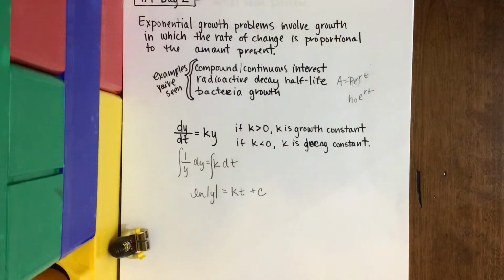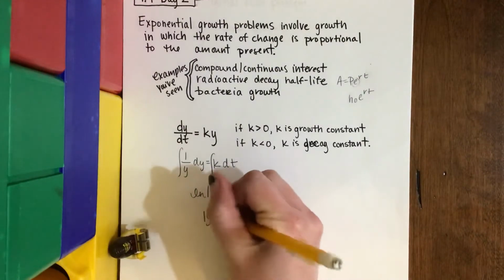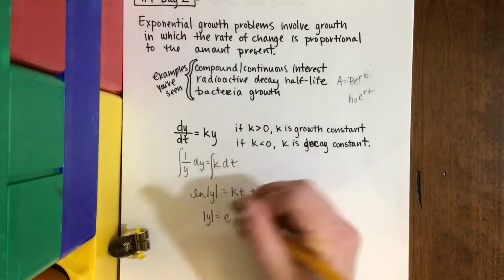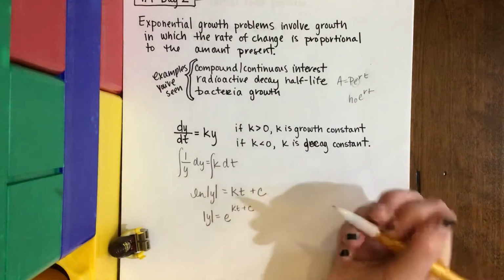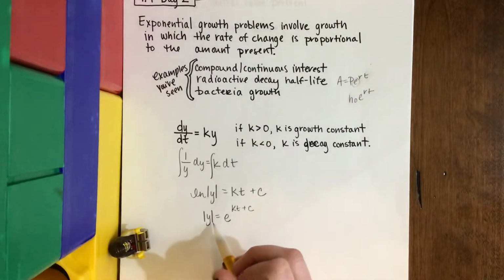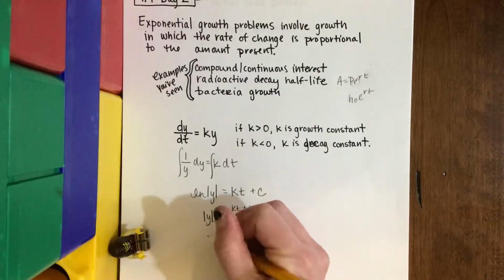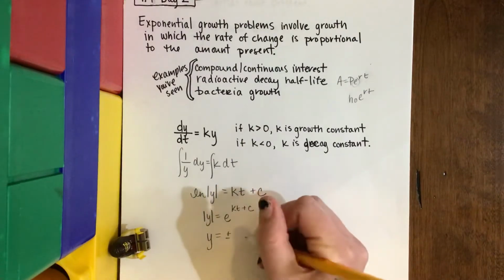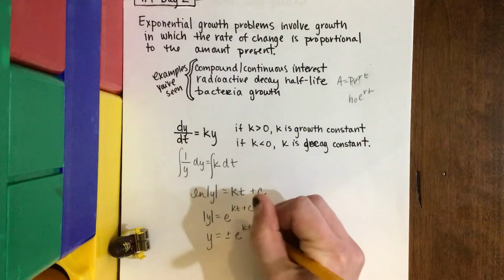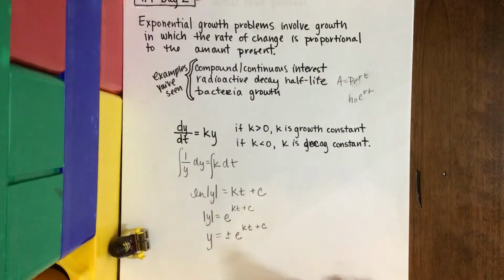Now, at this point, we're going to try to solve for y. In order to do that, we're going to change this to exponential form. So that means I'm going to have the absolute value of y equals e, because that was the base of my natural log, to the kt plus c. From here, I know that y would equal plus or minus e to the kt plus c, based on what we know about absolute values.